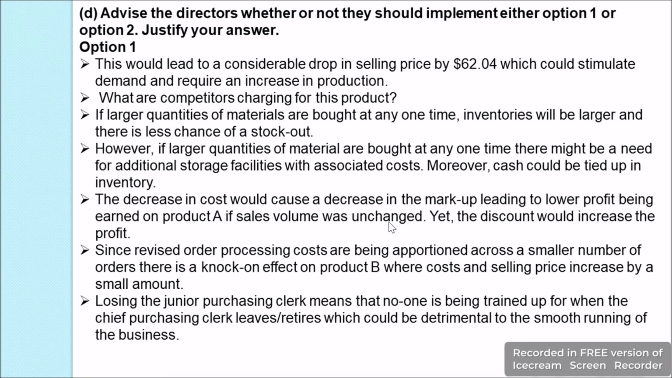And furthermore, we also get a discount if we are purchasing the material in large quantity, which will also increase the profit. Since the revised order process costs are being apportioned between the small number of orders, then there will be a knock-on effect on product B, and the cost of product B will increase by small amount.